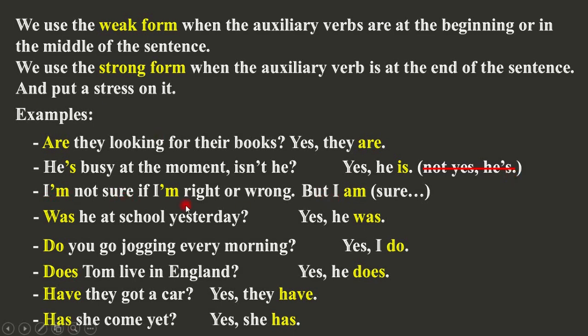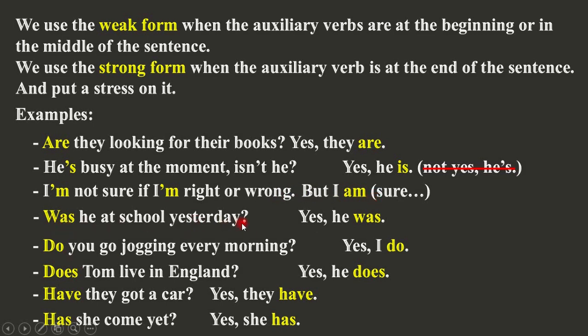I'm not sure if I'm right or wrong, but I am means I am sure that I am right. Or we can say, I am sure that I am wrong. So when we want to show a contrast, we use the strong form. So in this example, expressing contrast. So this person said, I'm not sure if I'm right or wrong, but this person said, but I am right.